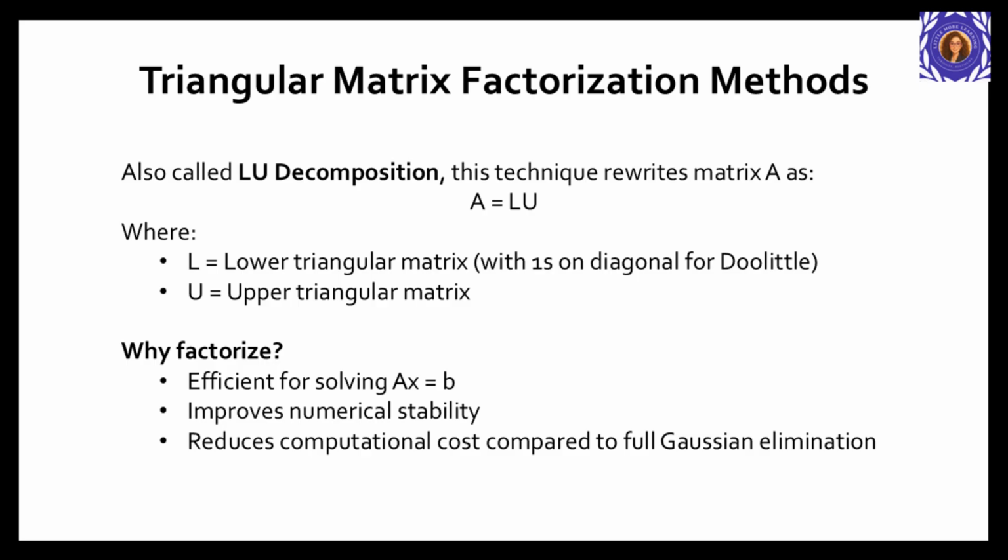Imagine you're solving a system of equations, and instead of tackling it directly, you break your matrix into two simpler matrices, one lower triangular and one upper triangular. This is what we call LU decomposition. It transforms matrix A into the product of two matrices L and U, such that A equals LU. The magic here is that solving two triangular systems is way faster and more stable computationally.